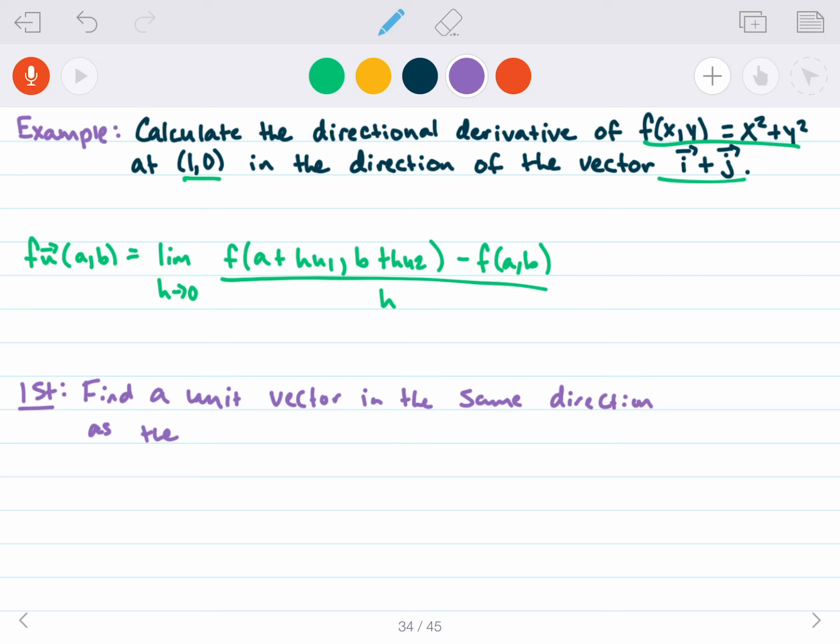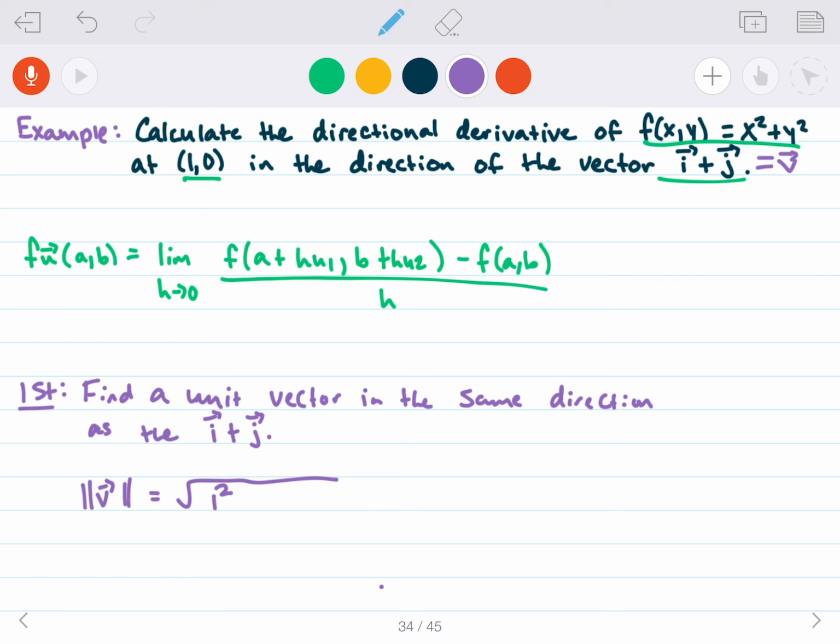That's an interesting question. So find a unit vector in the same direction as the vector that's given, i plus j. All right. Well, how do we do that? Do you remember how we did that? We took the magnitude of the vector that was given and then divided each component by that magnitude. Okay, so the magnitude of the vector that's given, I'm going to call it v, is going to be the square root of the squares of the components.